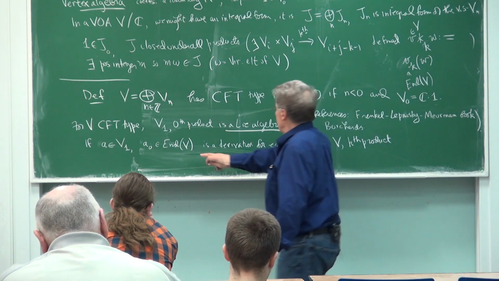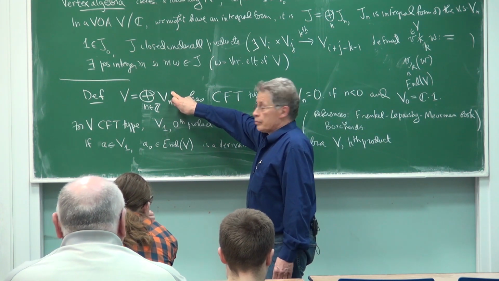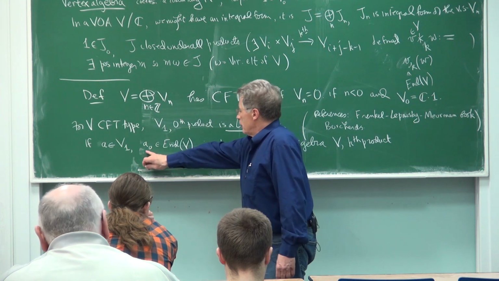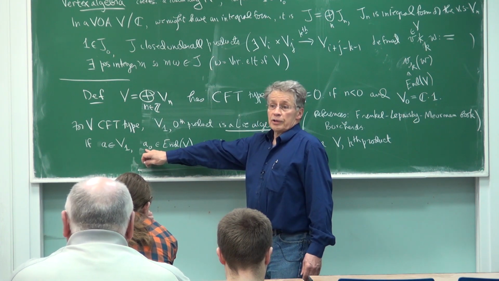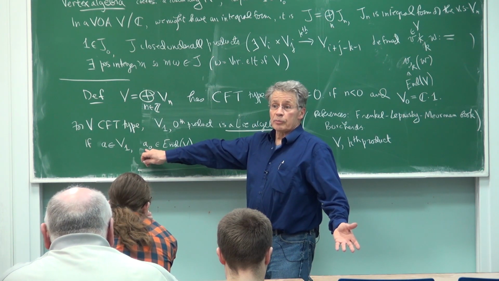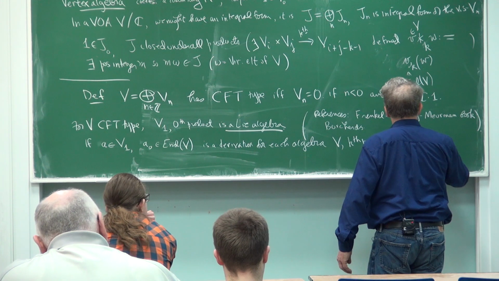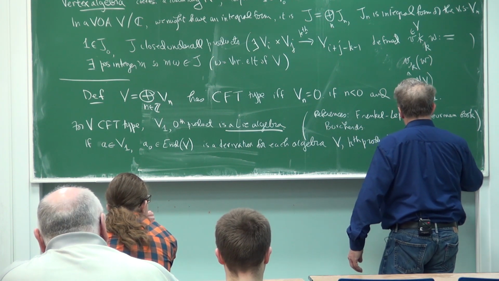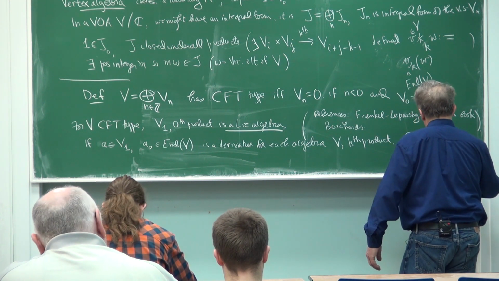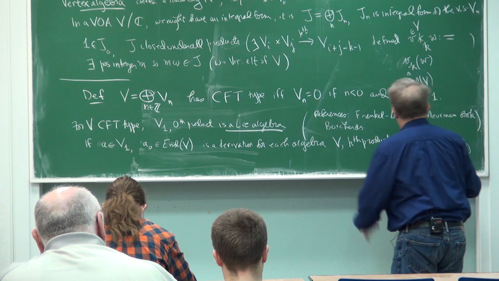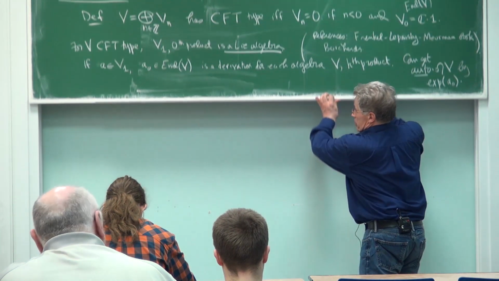But now, because all the V_n are finite dimensional in characteristic 0, this endomorphism is locally finite, and it's a derivation, so you can exponentiate it and get an automorphism. You can get an automorphism of V by taking exp of A sub 0. Okay, now let me define this. It's pretty obvious what it should be, but let me write it down.